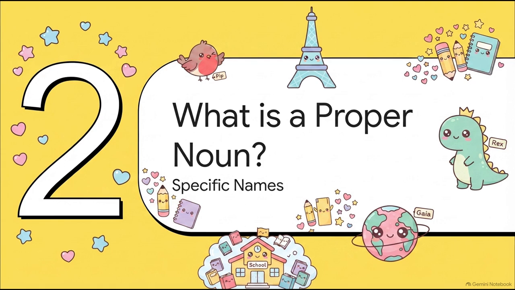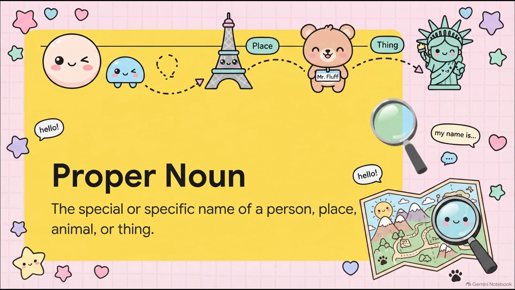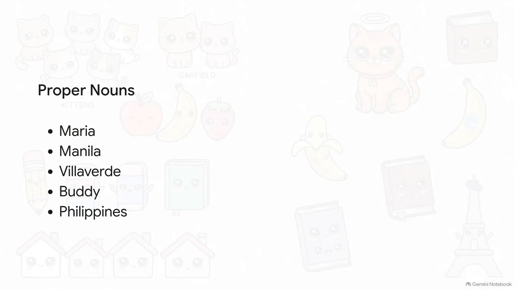Section 2, what is a proper noun? Specific names. Okay, so now that we've got general names down, let's move on to our next big idea. What makes a proper noun so special? Well, a proper noun is the exact, specific name of a person, place, animal, or thing. It's the actual name you'd use when you're calling out to your best friend or looking for a very specific spot on a map. These examples really show what I mean.